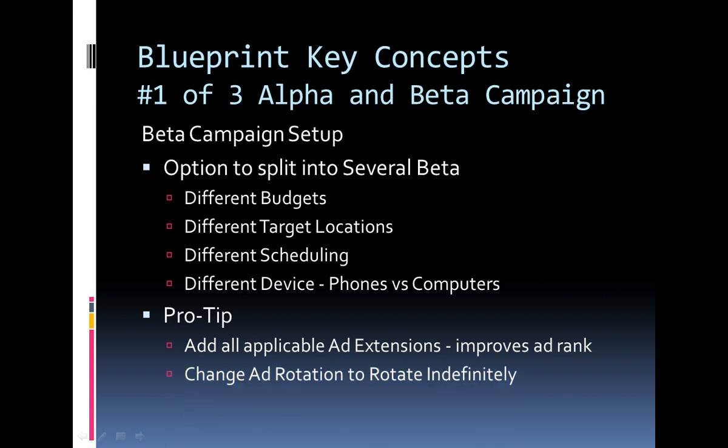So another pro tip is to change the ad rotation of your beta campaign to rotate indefinitely. Remember, I said earlier to have 2 universal ads for your account. If you don't set up your ads to rotate indefinitely, Google will automatically optimize all your ads, and then it'll just show those that are converting better, but not necessarily the best one. So you need to set that up. That's in the campaign settings, okay?